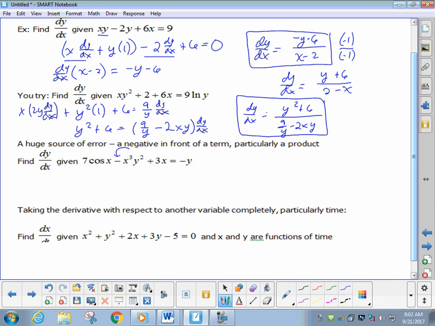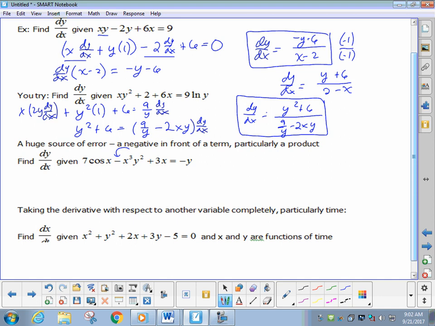People blow that negative for whatever reason, just carelessness really. A negative in front of a product tends to be a bridge too far. It pushes people over the edge and they start to make mistakes. So let's look at that. Be very careful with how you treat the negative. There are a couple of schools of thought on how to do it.